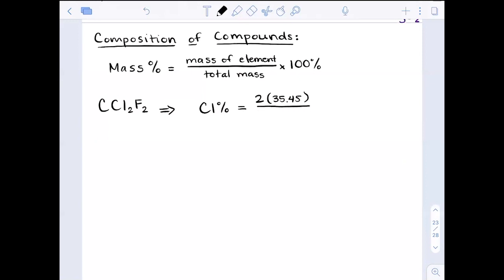Again, the molar mass or the formula mass, which I usually abbreviate MM, would be 1 carbon, 2 chlorines, and 2 fluorines. And what we could calculate with that is 120.91 grams per mole. I'm not going to do units for this because the mass divided by mass would cancel out. So as long as your mass of the element is in grams per mole and your total mass is in grams per mole, you are good to go.